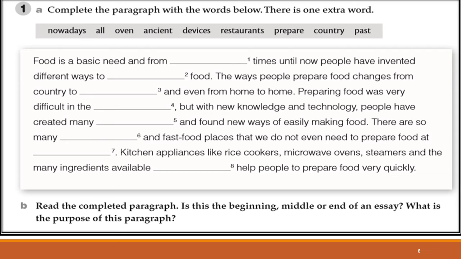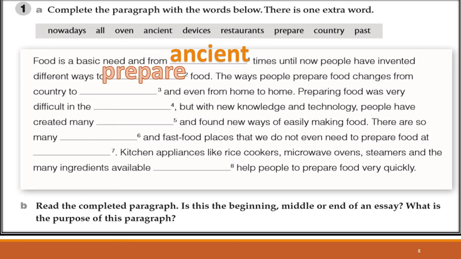or at all, nothing. Oven, this is a machine, an appliance to cook food. Ancient means very, very old. Devices means machines, appliances. Restaurants are places you can go and enjoy your food there. Prepare, to make ready. Food, to prepare something. Country, like UAE is a country. Past, this is also time, but tells us about the past, before.